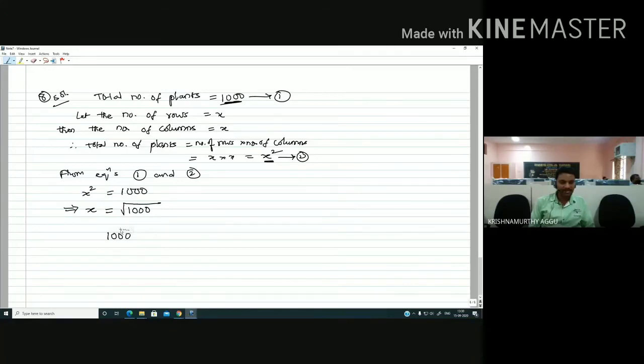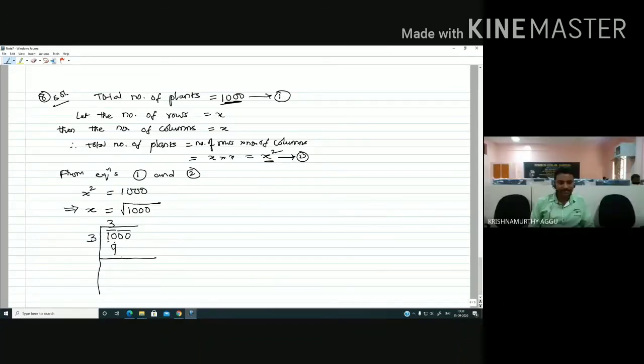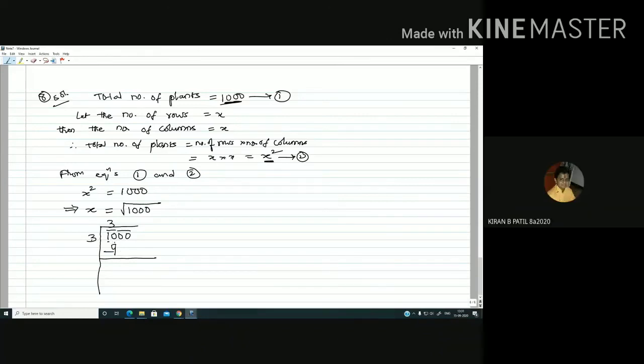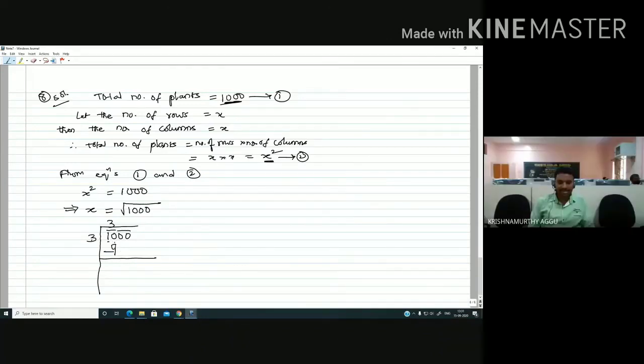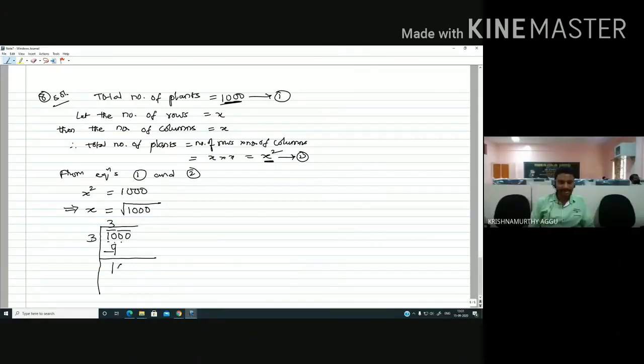Starting from the right, every two digits you can place the bars. Draw the line like this. Below the first bar, 10 is there. 10 is not a perfect square number. Before that, the perfect square number is 9. 9 can be written as 3 into 3. 3 times 3 is 9. Subtraction: 10 minus 9, 1 remains.